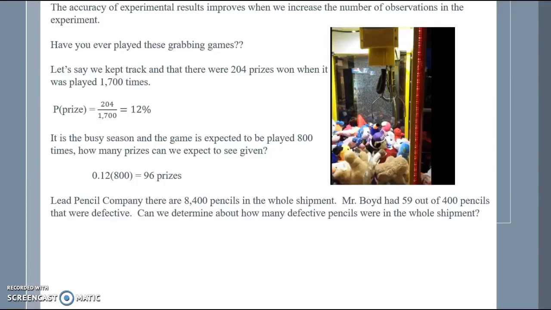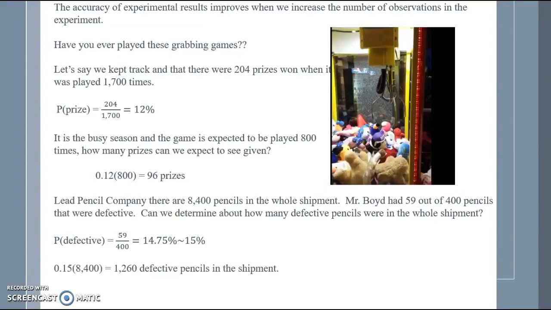The lead pencil company, there are 8,400 pencils in the whole shipment. Mr. Boyd had 59 out of 400 pencils that were defective. Can we determine how many defective pencils were in the whole shipment? So if we had 59 out of 400, that gives us roughly 14.7%, or about 15% when rounded. So if we were to take the defective rate times the number of pencils that we have, we could estimate that there would be 1,260 defective pencils in the shipment.